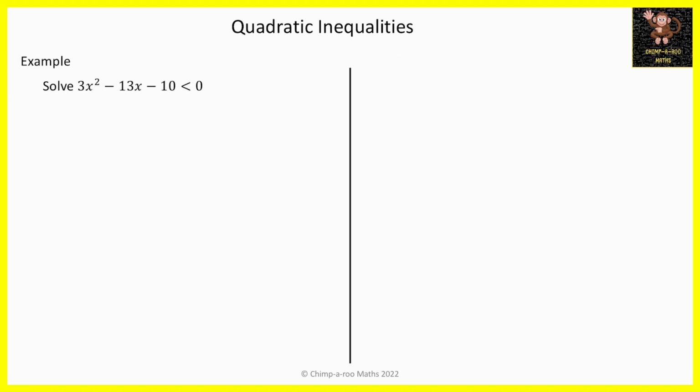Okay, another example for us now. How about solving 3x squared minus 13x minus 10 is less than 0? Okay, as we factorise this one, we get (3x plus 2) and (x minus 5) as our two factors. That is still less than 0. When we sketch this, our key points are x equals 5 and minus 2/3. So we pop those on our sketch.